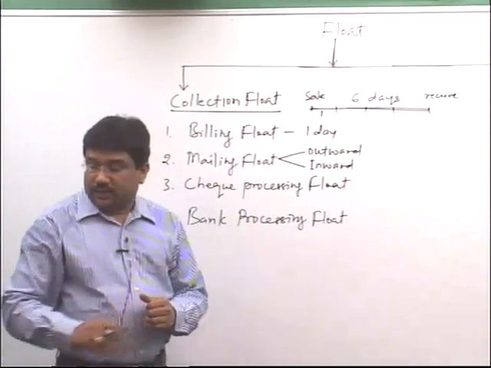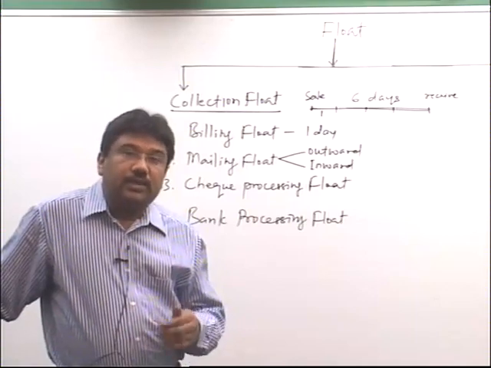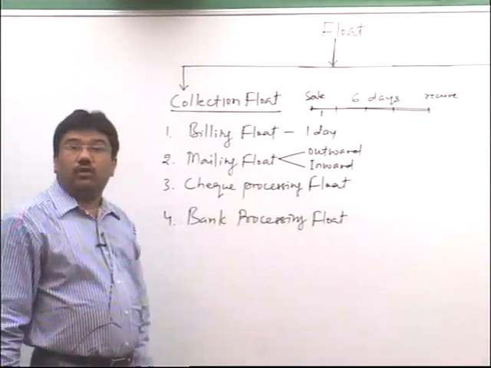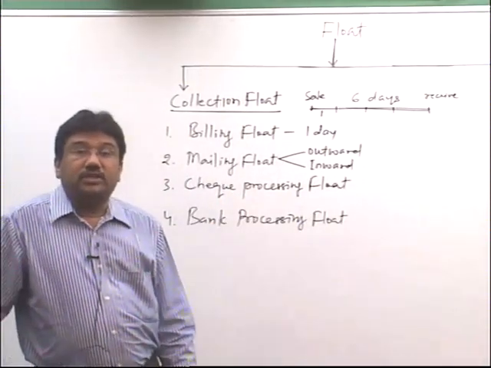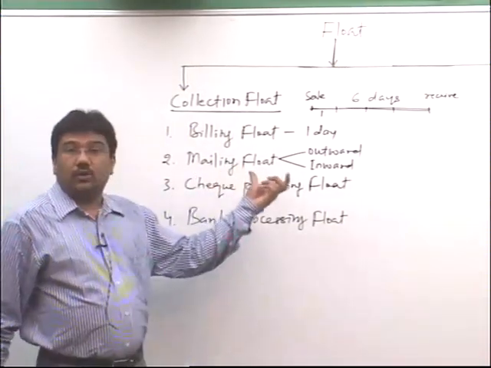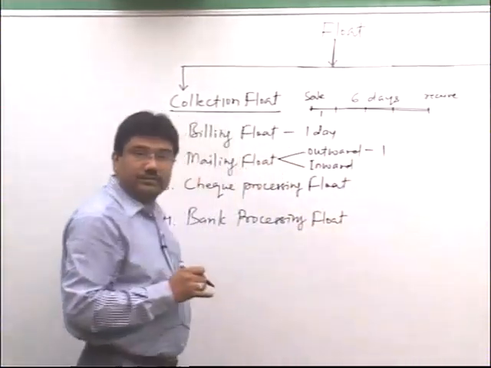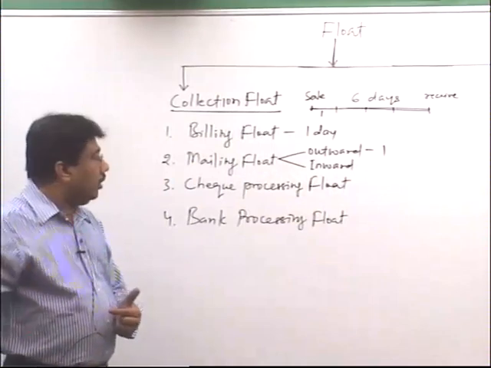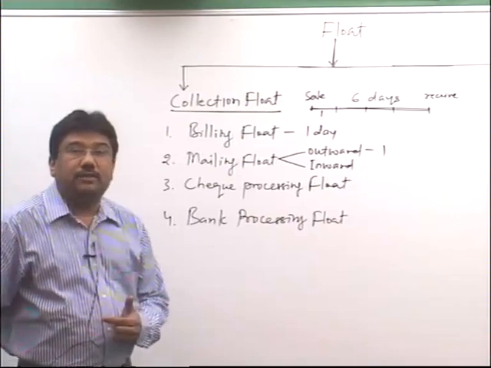Say for example, the customers are next to your door, then to deliver the bills to them, the mailing time will be 0. So mailing outward float will be 0. But suppose your customers are located in some other city and it takes 1 day to send the bill by courier. So mailing outward will be of 1 day. So the day on which you send the bill, immediately it will not be received by the customer because he is stationed at some other place.